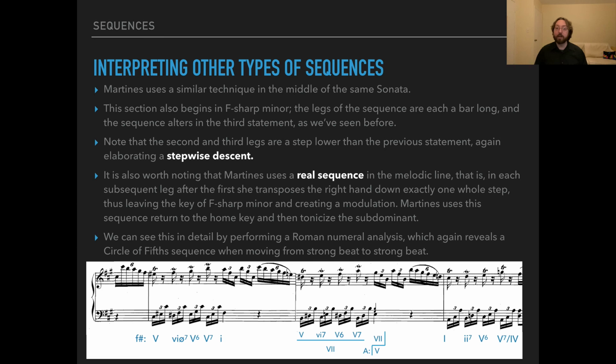We can see this in detail by performing a Roman numeral analysis, which again reveals a circle of fifth sequence when we move from strong beat to strong beat. Let's take a listen.